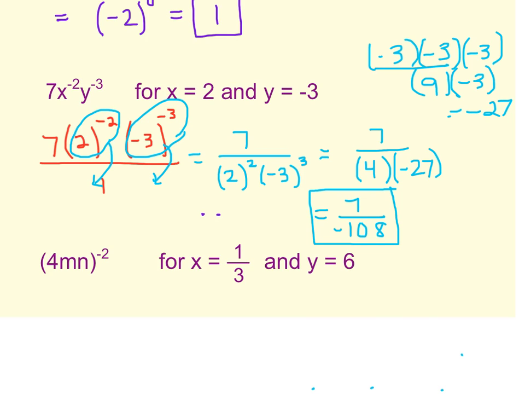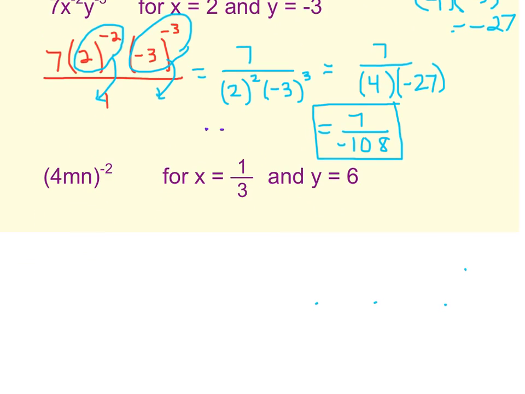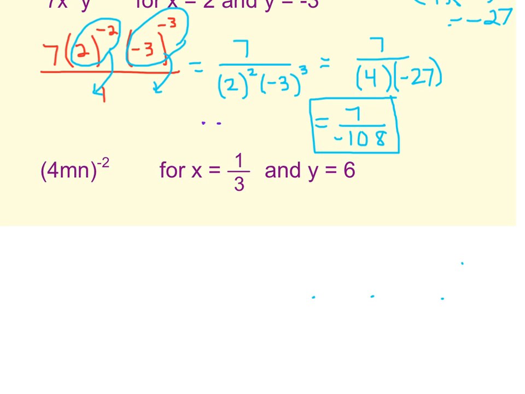All right, last one. Yes, it's a fraction, but that's okay. We can handle it. We're in Algebra B now. So again, just plug everything in first. You have 4 times your m. Oh, look at that. Let's make this m, make this n. 4 times a third times our n is 6. This whole thing is raised to the negative 2 power. So what might be nice is see if you can simplify the inside before you deal with that negative 2 exponent on the outside. Because it's multiplication, you can multiply this in any order.